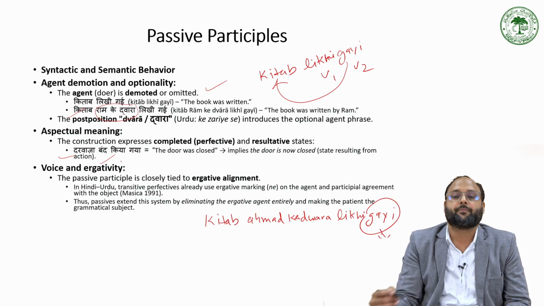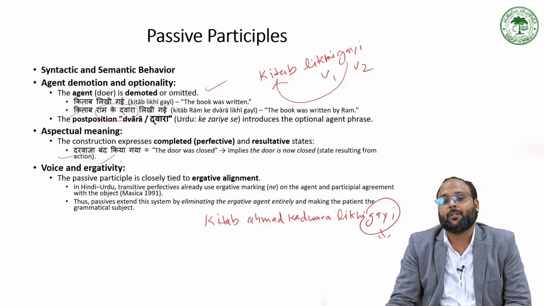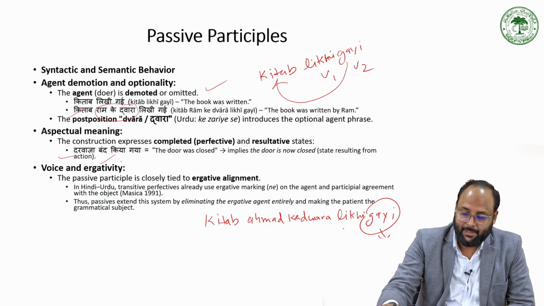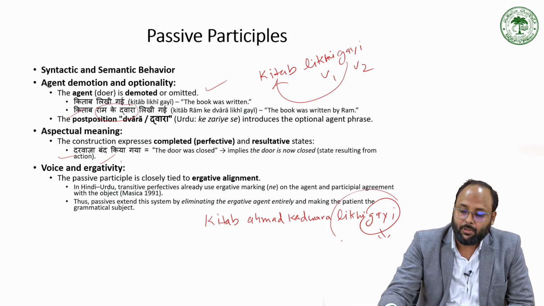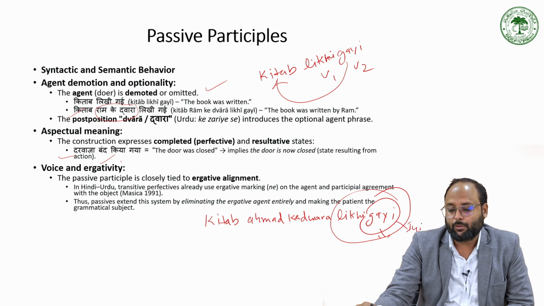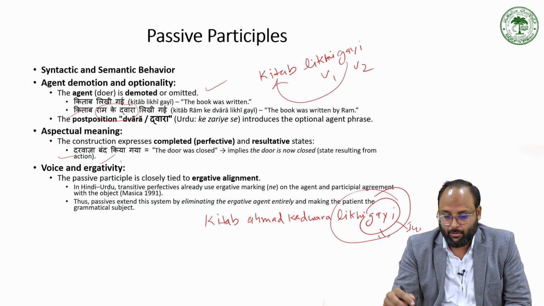So the ergative marker cannot be assigned when the verb is intransitive. Even though it is a transitive verb, because the V2 is intransitive, the whole verb form becomes intransitive. So due to this intransitiveness, there is no ne marker on the subject.